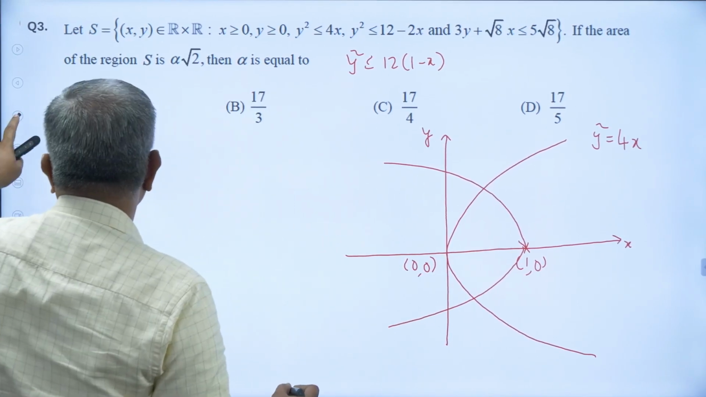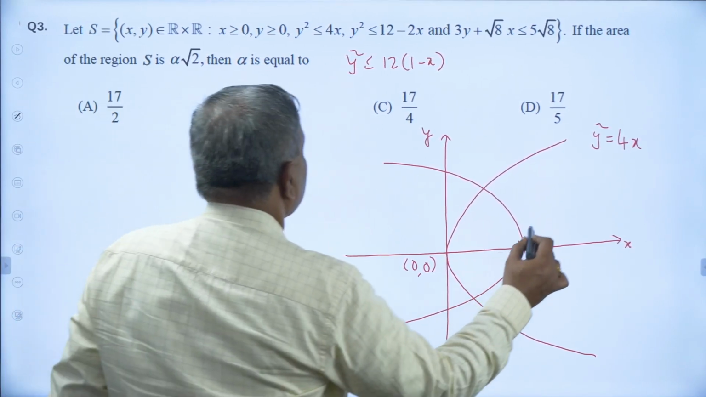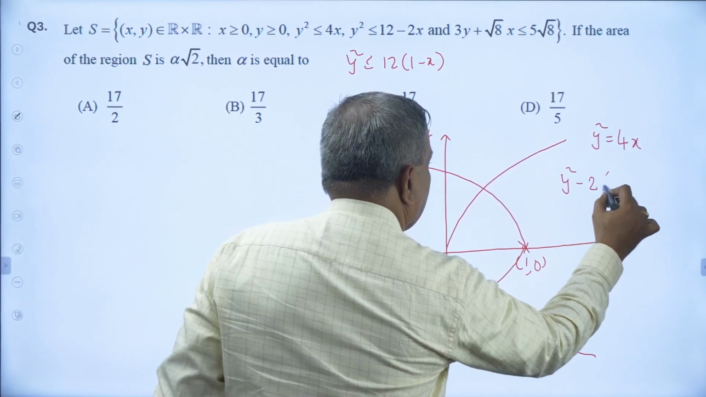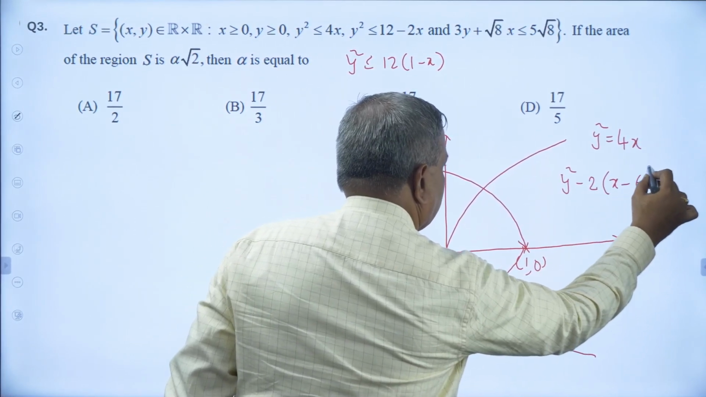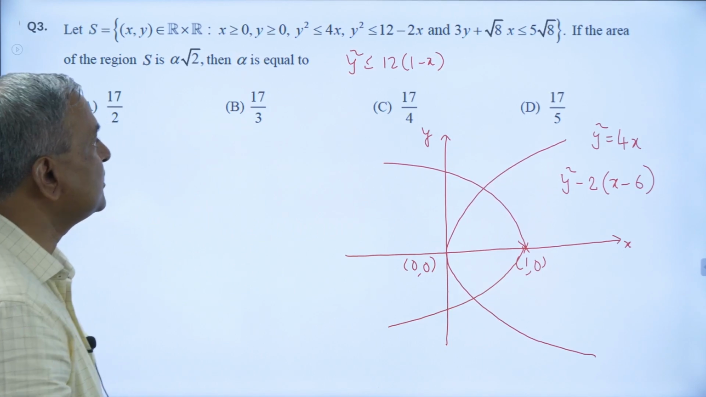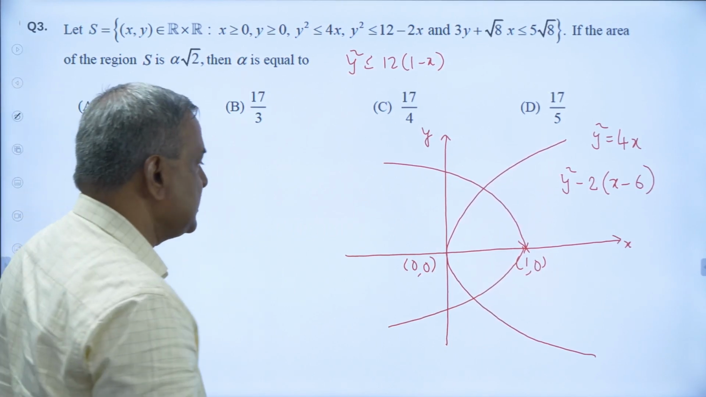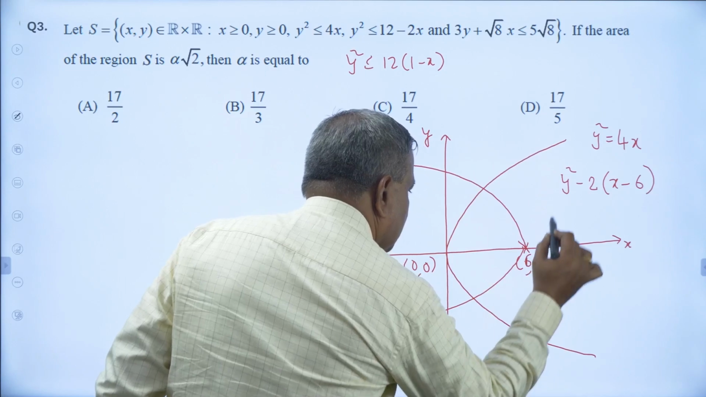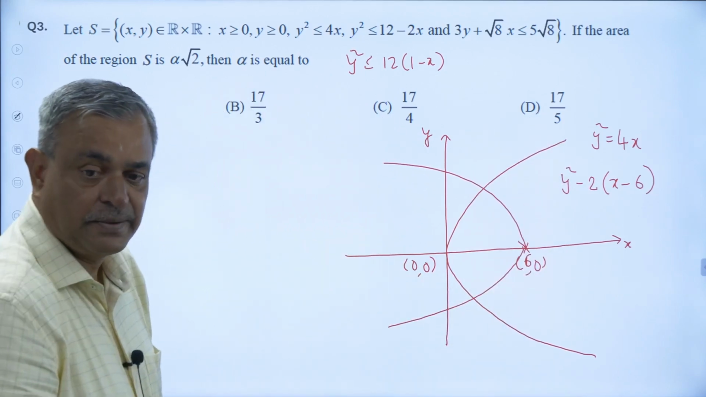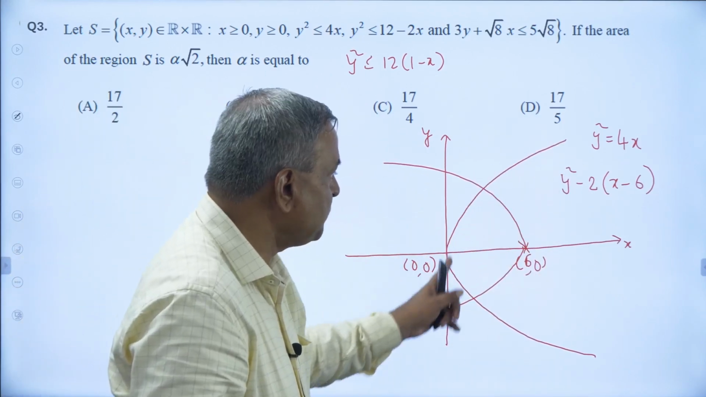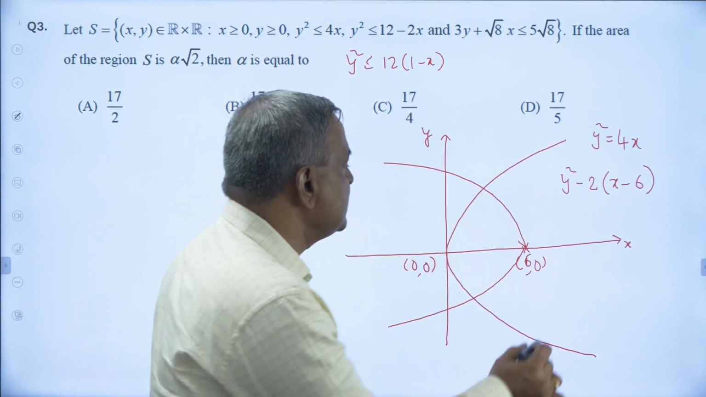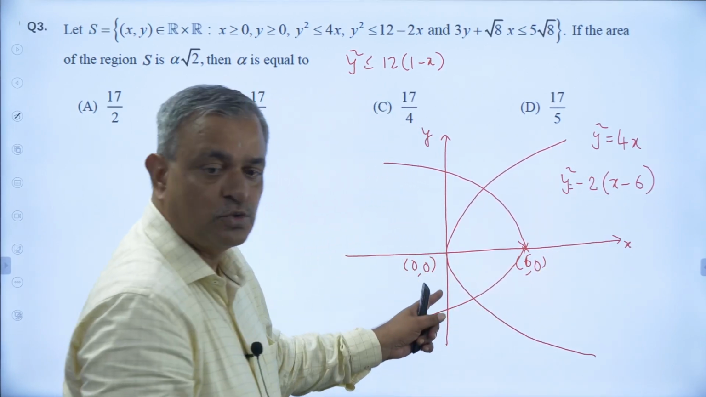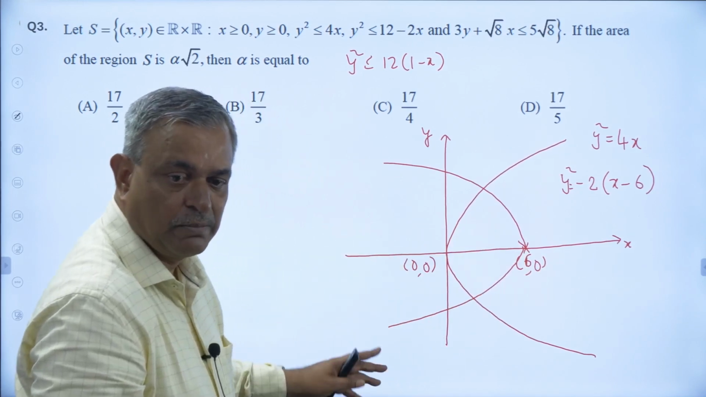So how do we write this parabola first? This can be written as y square equals minus 2 common, x minus 6. Okay, this is x minus 6, so this will be 6. This is 6, the point 0 comma 6, correct? So y square is equal to 4x is this parabola, and this is y square is equal to minus 2 times x minus 6, a reverse parabola.